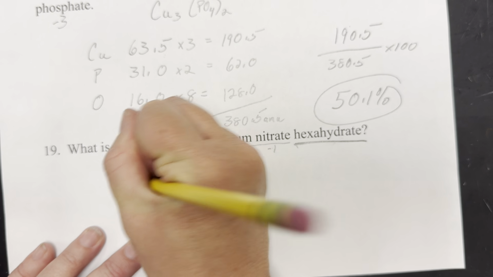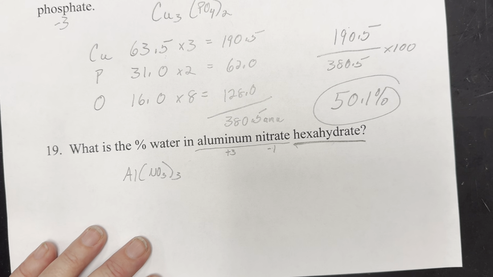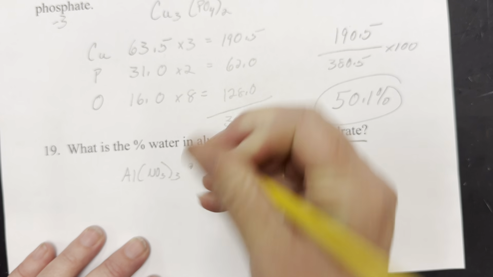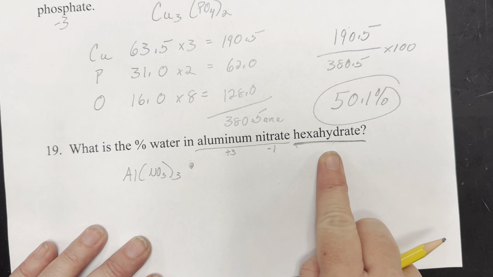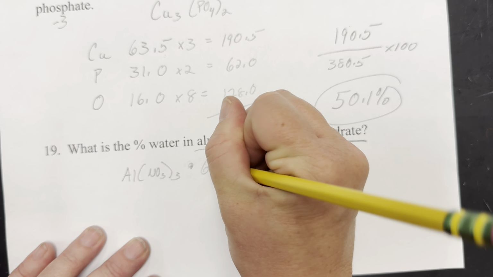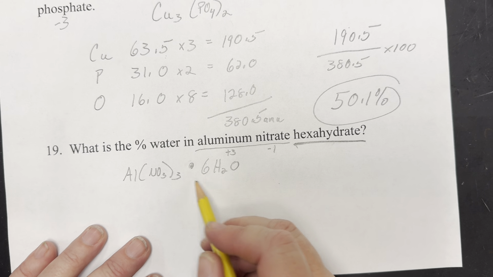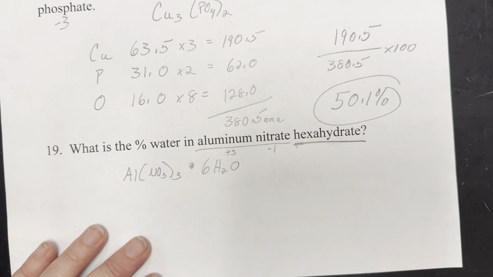So I have Al(NO3)3, because I need 3 nitrates to go with my aluminum. Now, dot. And again, this is a dot. It's not a multiplication sign. It's just simply a dot. Hexa is 6, so that is 6 H2O. We do use a full number coefficient here in front to tell us the number of waters.